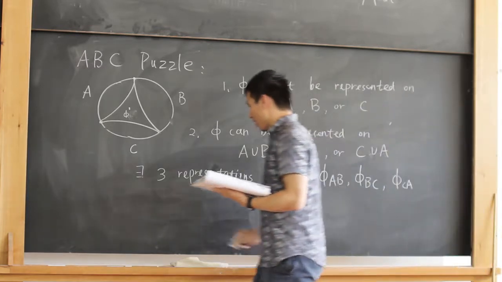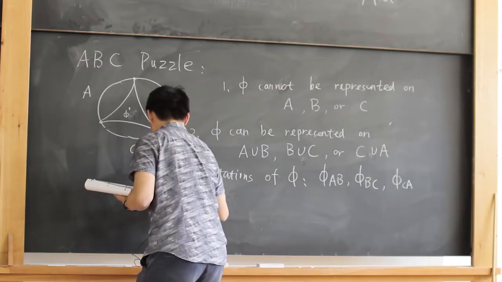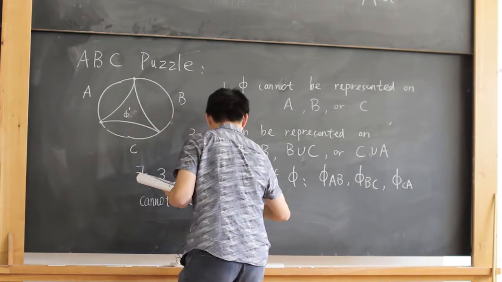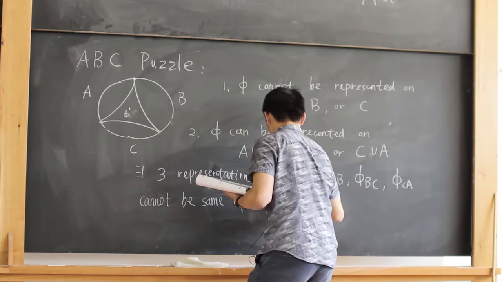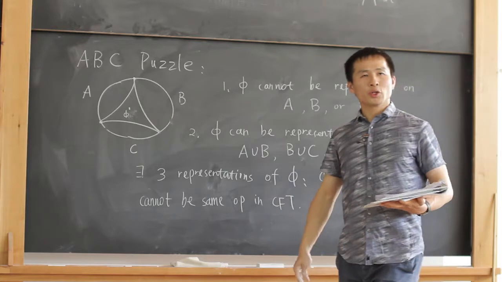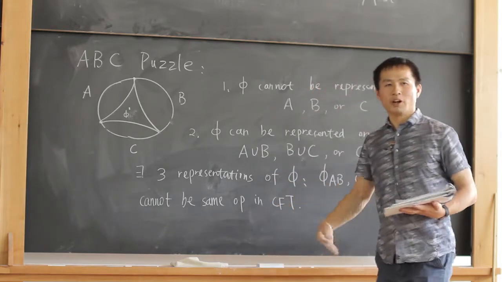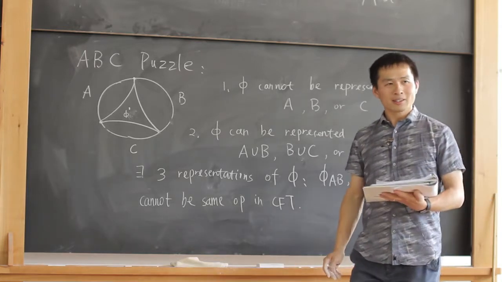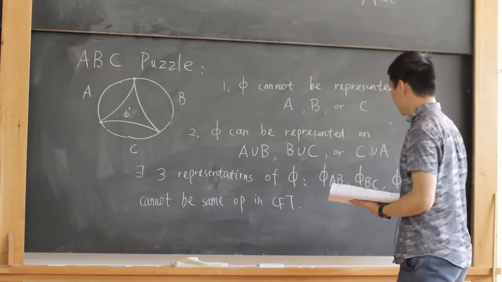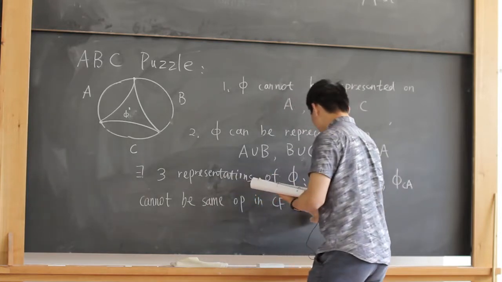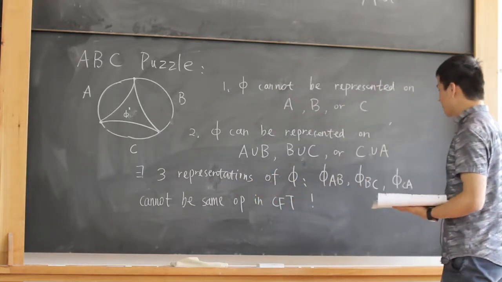Now the issue is that they cannot be the same operator in the CFT. They don't even have the same mutual overlap. The mutual overlap between these 3 regions is, roughly speaking, the empty set. So they cannot possibly be the same operator in the CFT. And this is the puzzle.